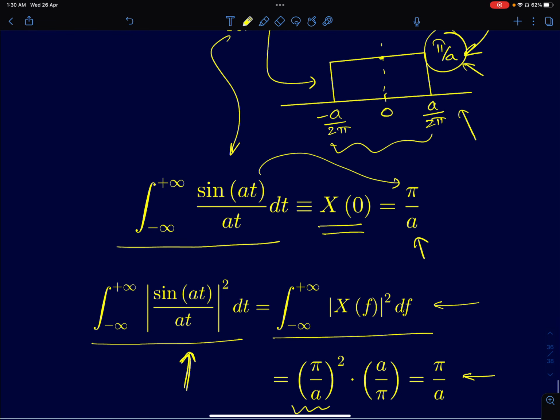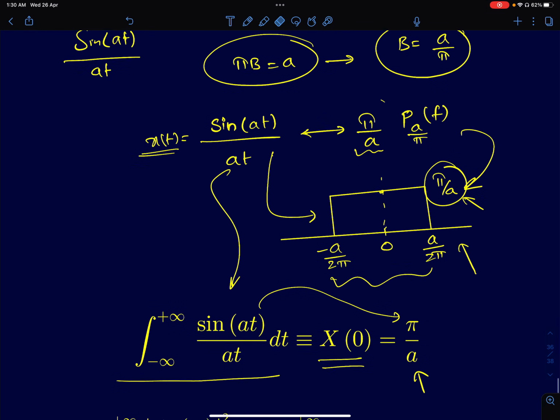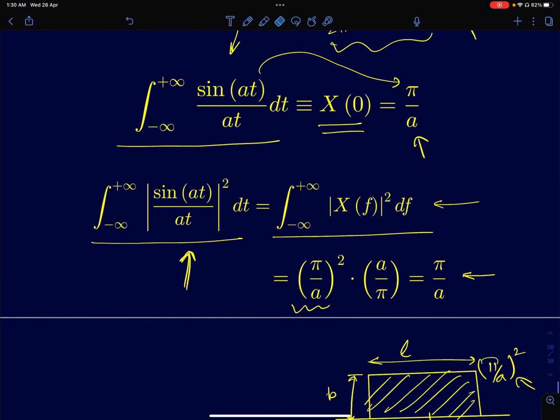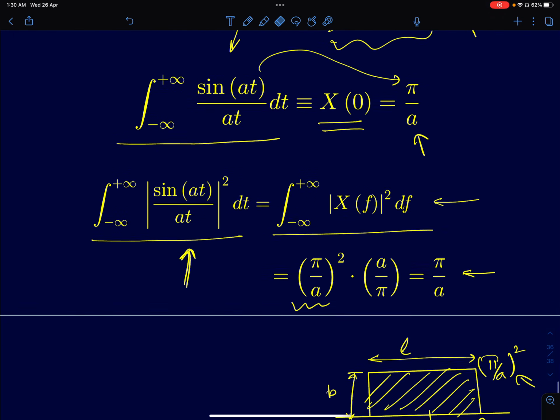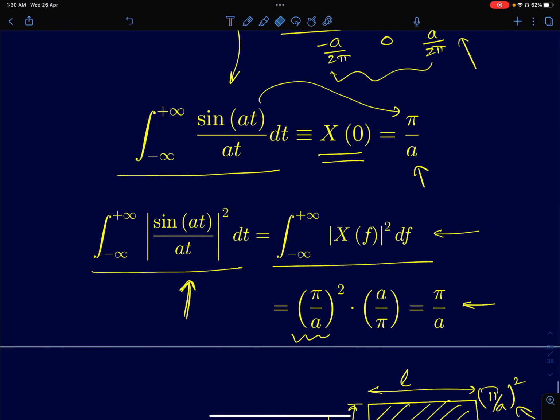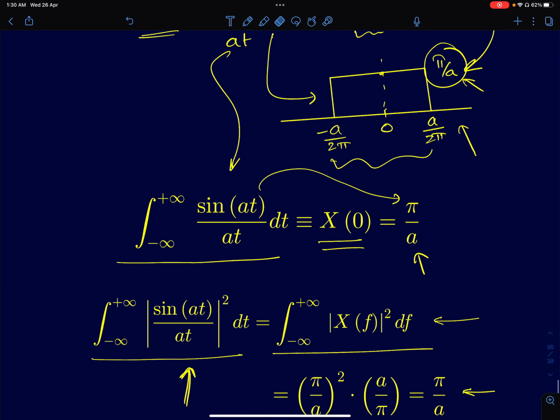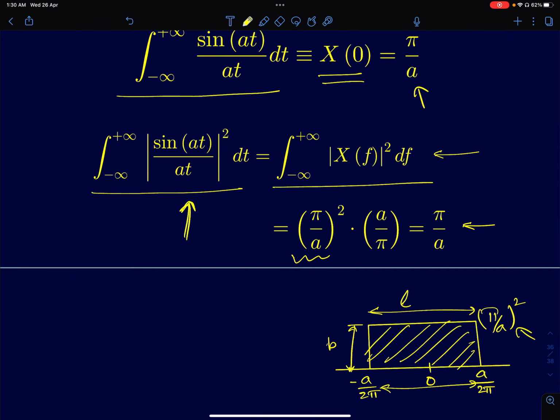So here I think I made a small mistake, but there is no issue here. So the value of the squared integral is also pi by a.